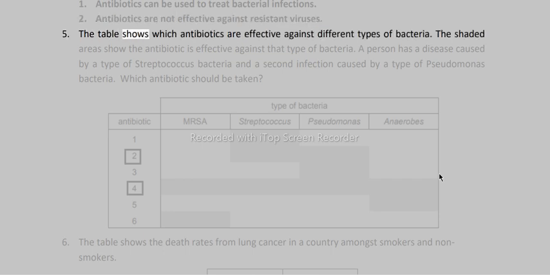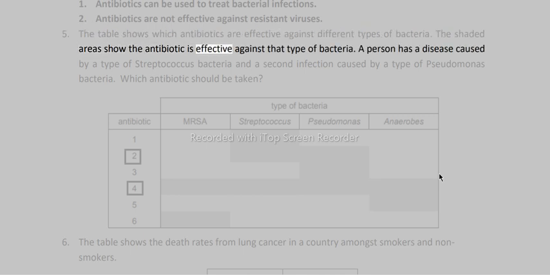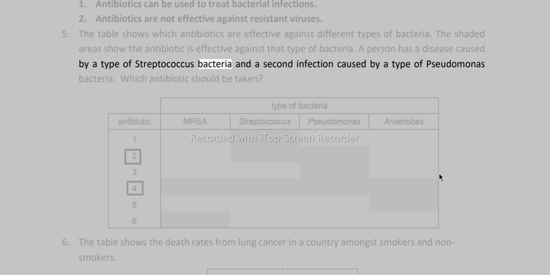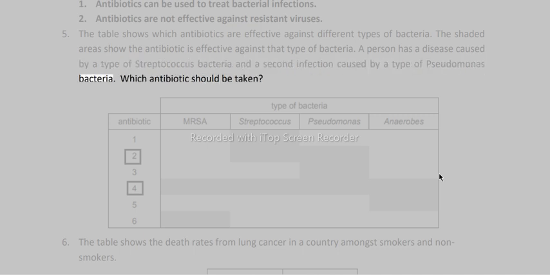5. The table shows which antibiotics are effective against different types of bacteria. The shaded areas show the antibiotic is effective against that type of bacteria. A person has a disease caused by a type of Streptococcus bacteria and a second infection caused by a type of Pseudomonas bacteria. Which antibiotic should be taken?